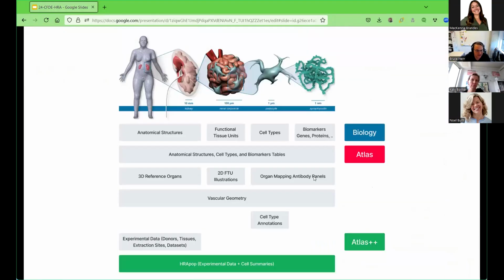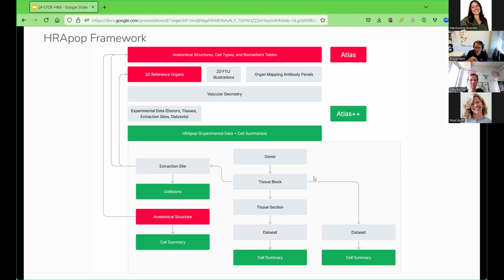And then the other thing we have is HRA-POP. It takes the experimental data, and when that data set is a type that we support, we can actually open up that data. Generally we have single cell or single nucleus RNA-seq, or a few different types of spatial data that we can support, but primarily the ones that can be processed with Azimuth, CellTypist, or PopV. For those, we have a process where we run through them and generate a cell summary.